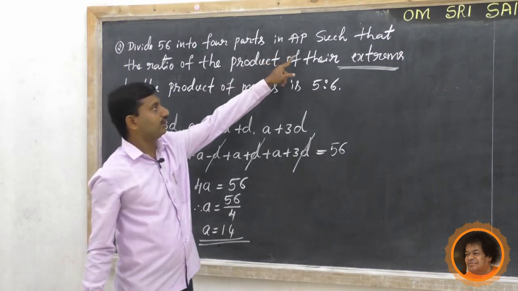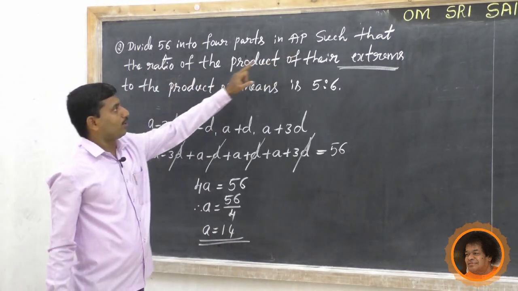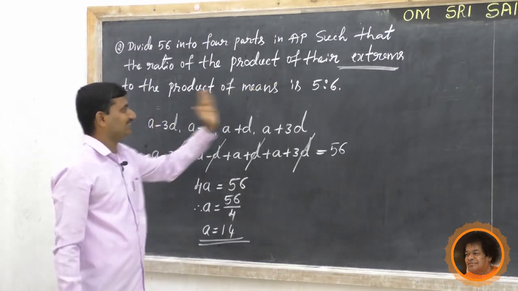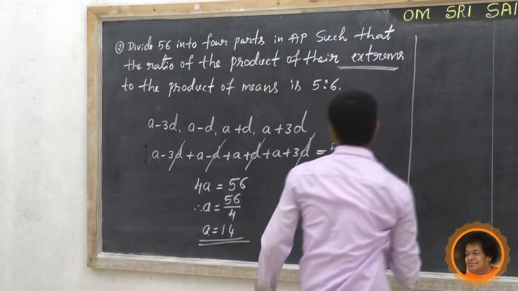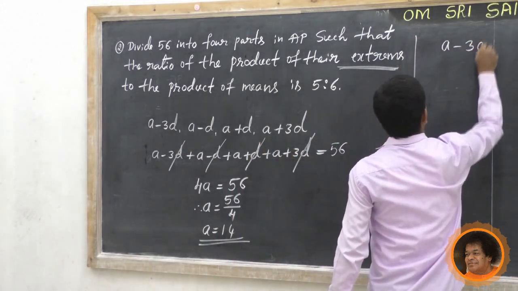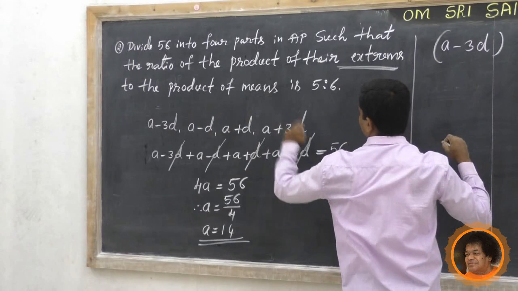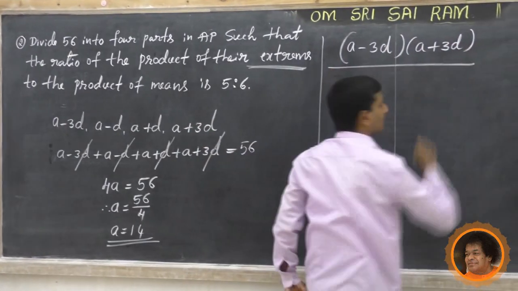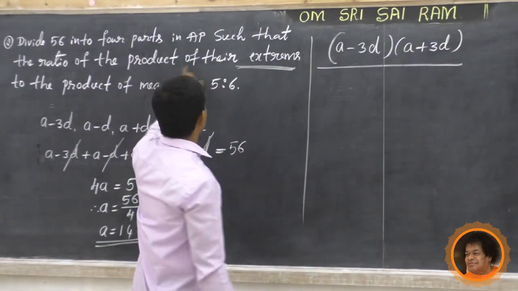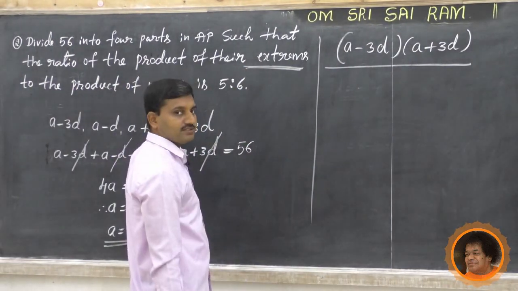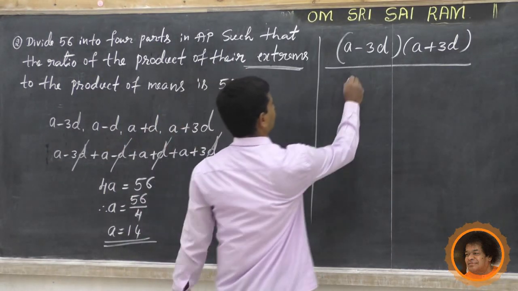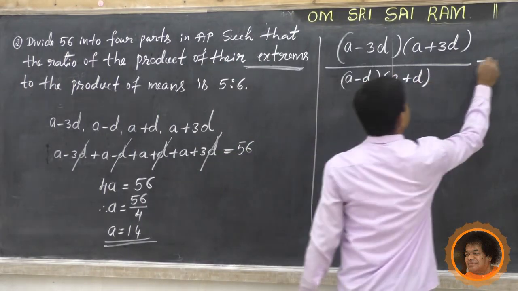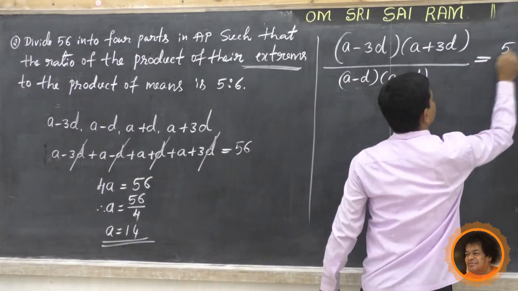Next, what is the condition given? The ratio of the product of their extremes. You know the meaning of extremes. Extremes means the product of the first and the last term. So here the first term is a minus 3d, and the last term is a plus 3d. Ratio means that is divided: the product of their extremes to the product of the means, that is the product of the second and the third term, a minus d into a plus d, equal to the ratio given, 5 divided by 6.